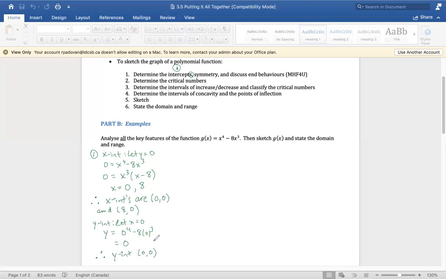So then for number 2, symmetry, let's change the color here. So to do number 2, symmetry, like I said, I have a polynomial with a degree of 4. So it's an even degree function. Just to write that down, we have right now an even degree function.